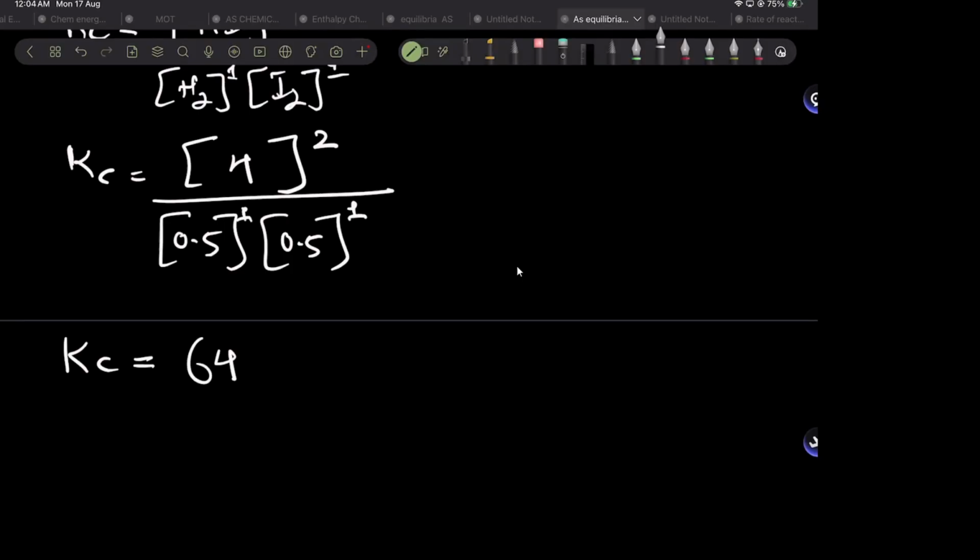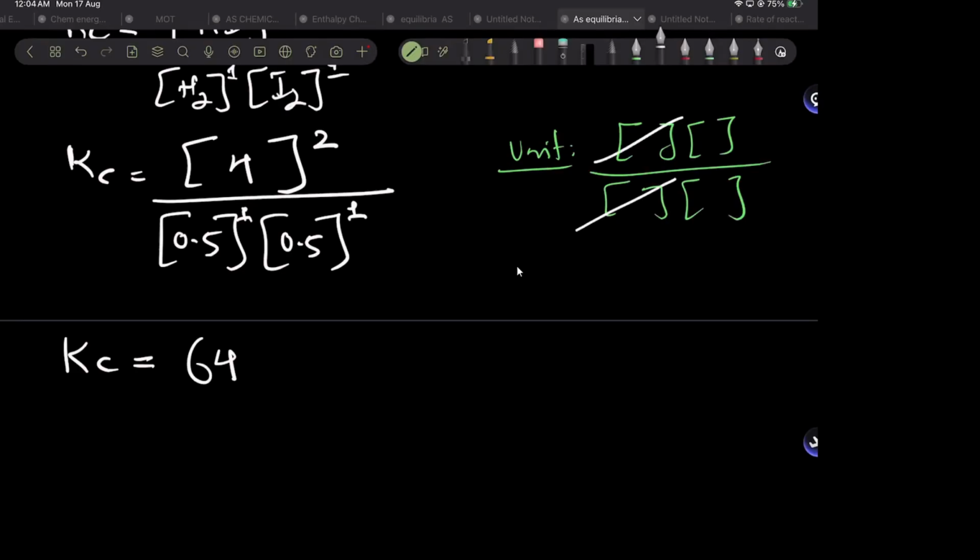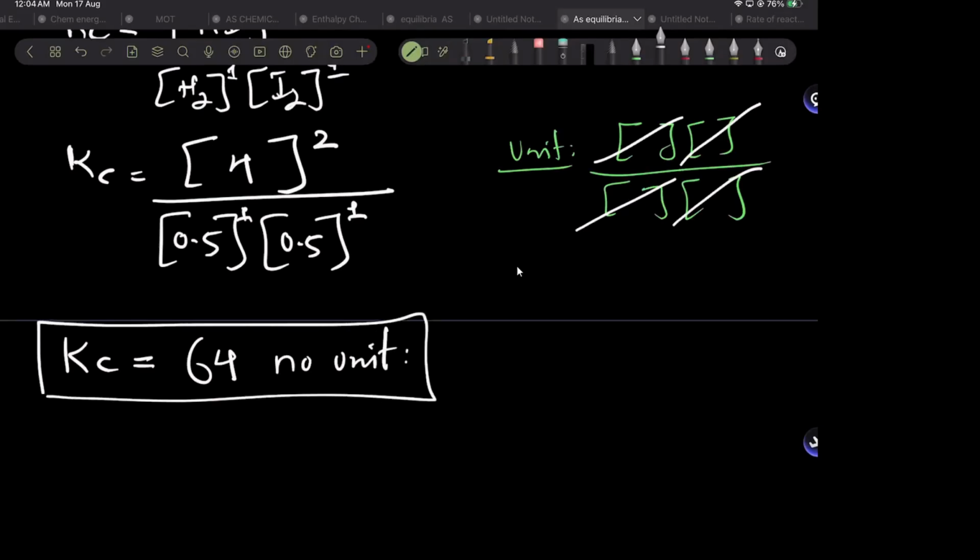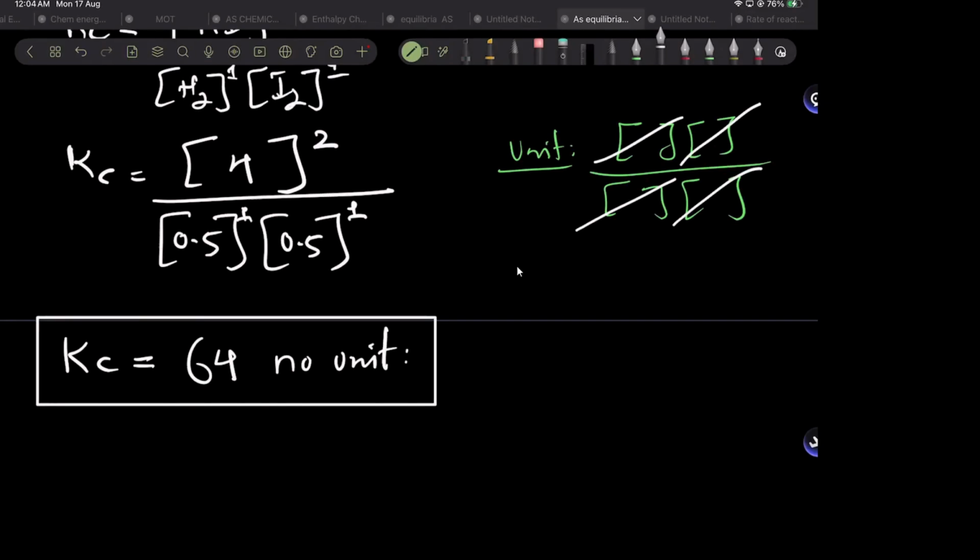So should I calculate that? No, it's moles per dm cubed, right? No, you need to calculate the unit. So you have 2 square brackets on the top, that's mole per dm cube times mole per dm cube, and 2 square brackets at the bottom, mole per dm cube times mole per dm cube. This mole per dm cube cancels out with this, so you're left with no unit. Okay, Kc will have no unit in this case.